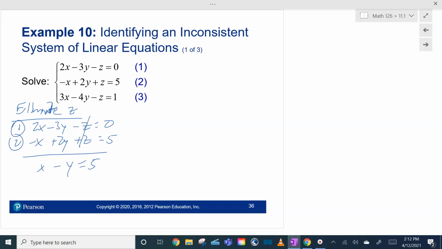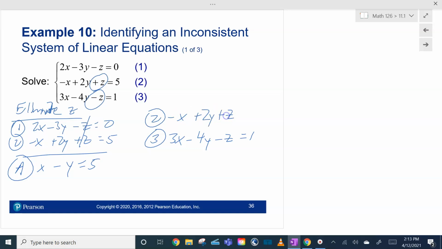Okay, so x minus y equals 5. I'm going to call that equation A. So now I have to use equation 3, the one I did not use. And I need to eliminate the same variable. So since I need to eliminate z with it, let's take equation 2 along with it. And again, I could have used 1 or 2. But notice those are gone.